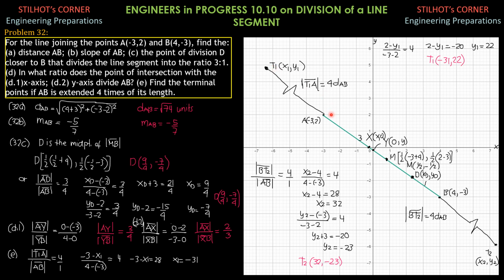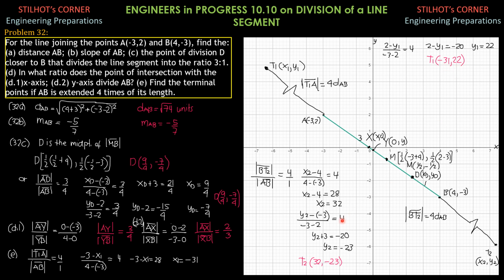Likewise, for the y1 coordinate, to make it consistent, we have 2 minus y1 over -3 minus 2. This y projection ratio equals 4 as to 1, or 4. So 2 minus y1 over -3, the y coordinate here, minus 2 equals 4. So 2 minus y1 equals 4 times -5, -20. So y1 is 2 plus 20. So y1 is 22. Therefore, the terminal point T sub 1 is at -31, 22.